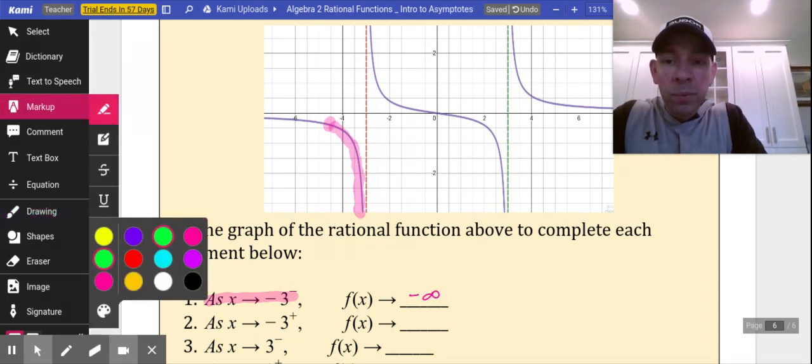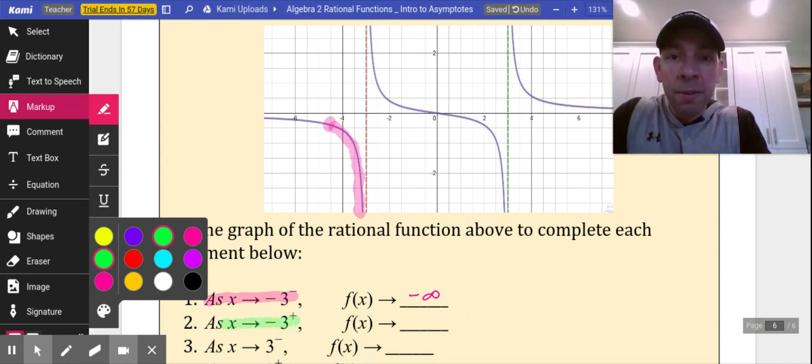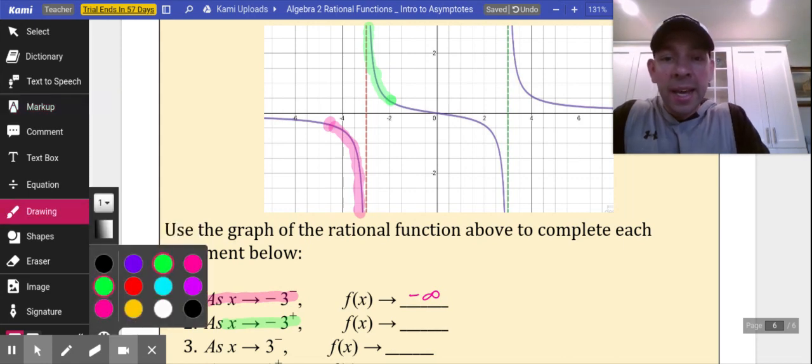What if we approached negative 3 from the right? So we're going to pick a point that sits to the right of negative 3, and we're just going to ride that graph. And as I ride, the graph is increasing without bound, and we would say f of x approaches positive infinity.